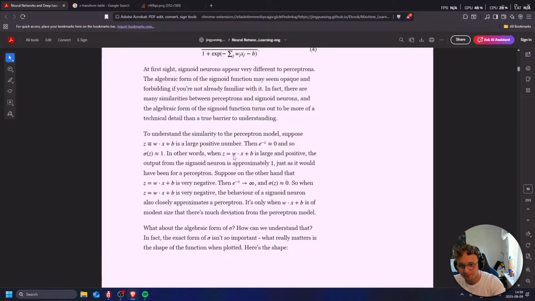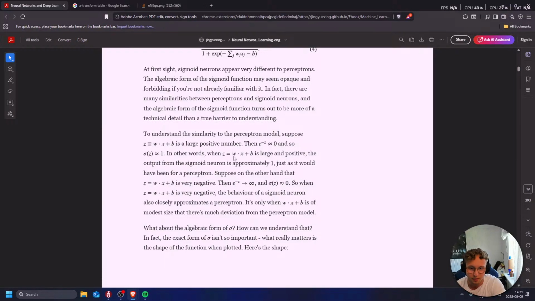In other words, when z, equal to the weights dot the input plus the bias, is large and a positive number, then the output from the sigmoid neuron is approximately 1. Wait a minute. So if z is a large positive number, the output of the sigmoid is approximately 1. Yes, because e to the power of minus z is equal to 0, so 1 divided by 1 is 1. So that makes sense.